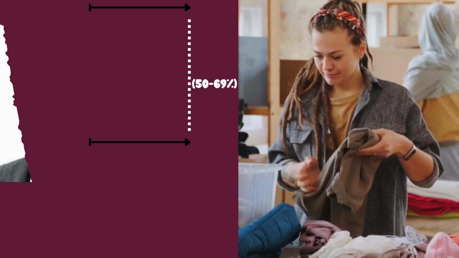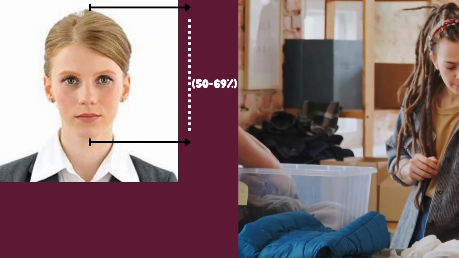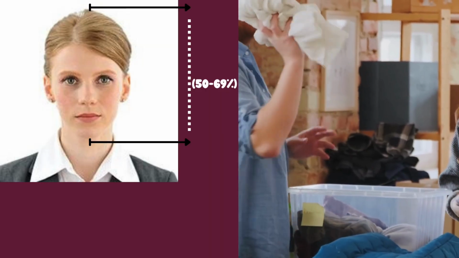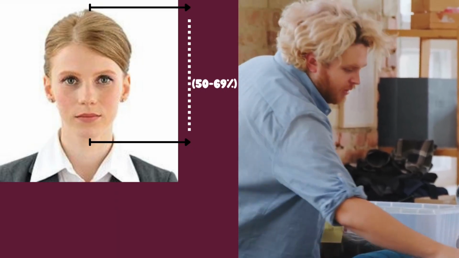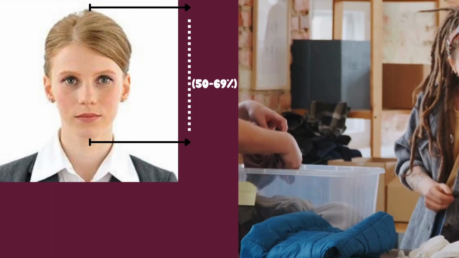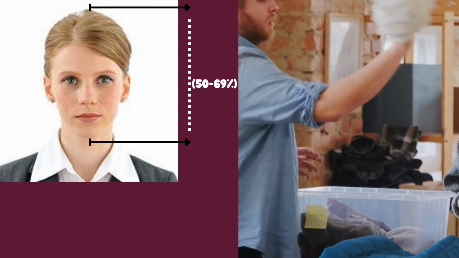The requirement number five is face size in the photo. The required size of the face in the photo should be between 50 to 69% of the total image. This means your photo should be visible from the top of your head to the bottom of your chin.